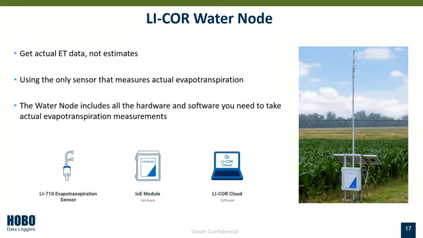And then it also correlates it with the measurement of water vapor concentration. So it really is an actual measurement of evapotranspiration on your site. And just like us at HOBO Data Loggers, when you buy this, you buy the water node, it includes all this hardware. You can see the 710, the sensor there. It comes with the data logger as well. And it also comes with access to the cloud, to the software.